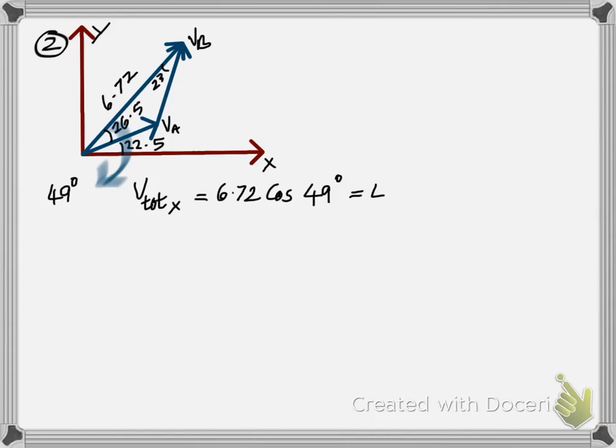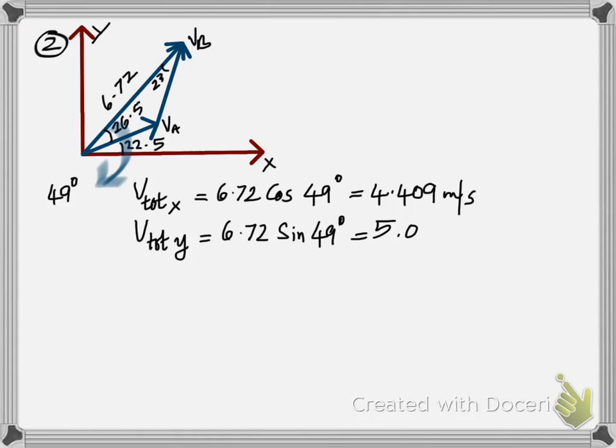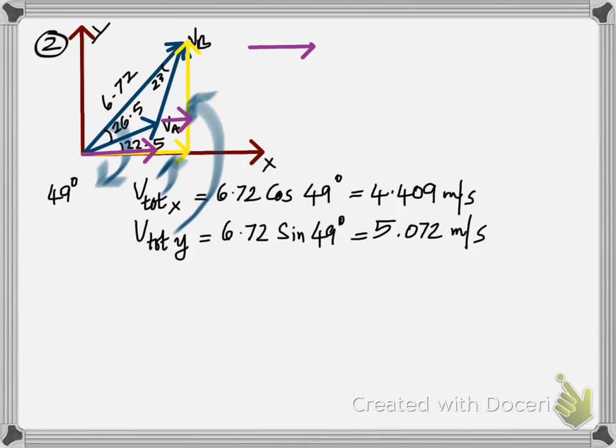When you do that, you get 4.409 meter per second. That is the x component. And the y component would be 6.72 sine 49. And this is always the case. The x component is going to be cos, and the y, the vertical, is going to be sine. Now, as drawn in the diagram, that is the total x and the total y.